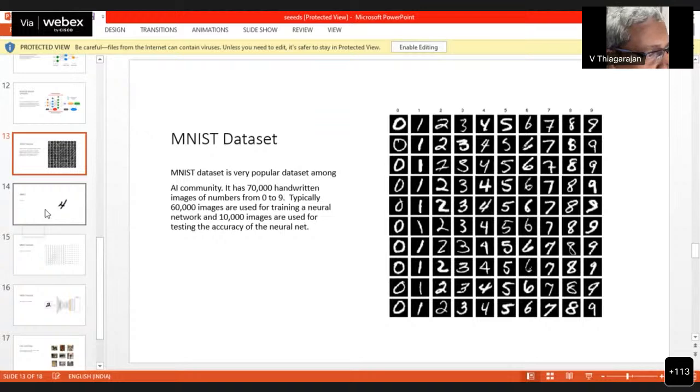So what we do is collect that kind of data, and as I said, the MNIST data set has about 70,000 handwritten images of numbers 0 to 9. We take about 60,000 of such images and then train a neural network. How we train is in the next slide. Sir, next slide, sir.